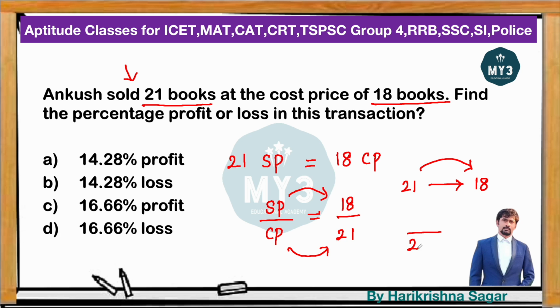21 becomes 18. That means on top of 21, there is a decrease of 3. 3 by 21 we can comfortably write as 1 by 7. 1 by 7 is 14.28 percentage. Down arrow indicates loss. So you can mark the answer. There is a loss of 14.28 percentage in the entire transaction.